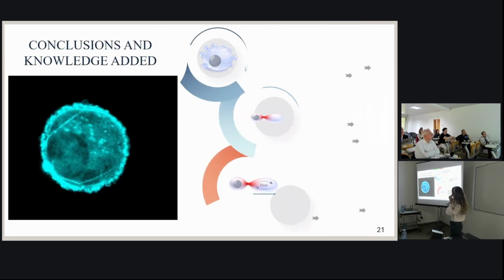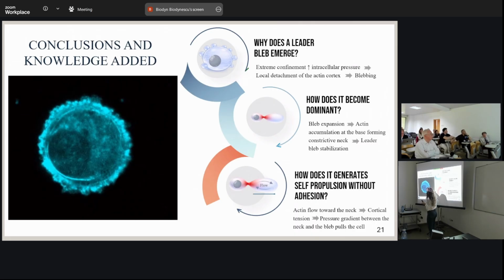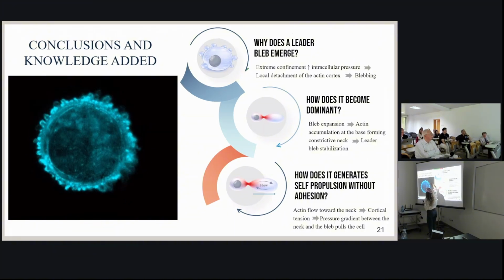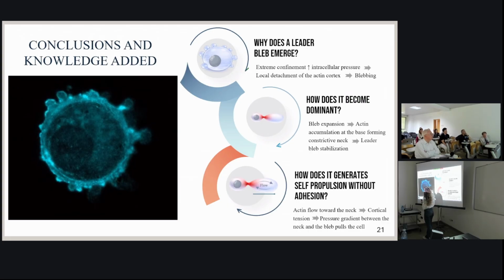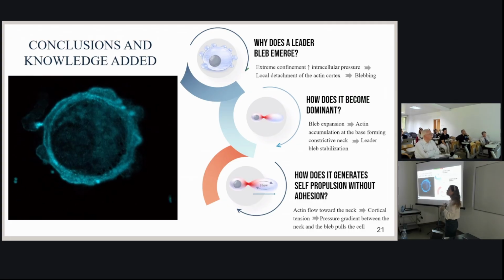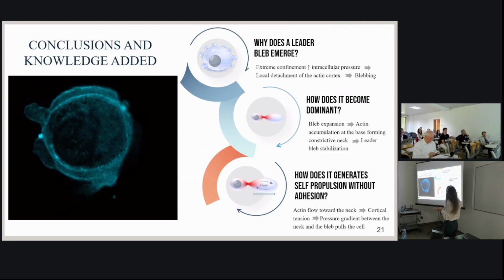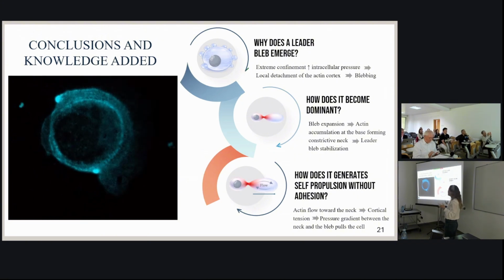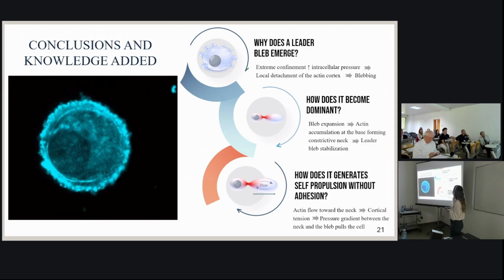So just to conclude, I put here one video where it's possible to see the real effects: the formation of the blebs shortly, and then this active flow here and the contraction to protect the cell from rupture. Basically, by this work, we answered these main questions that were missing in the literature: why does a little bleb emerge, when it becomes dominant, and how these effects contribute to the movement of the cells.